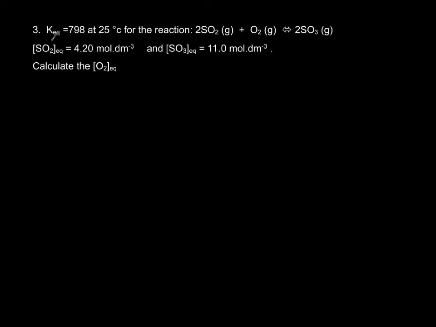Question number 3, K equilibrium is given. This is the contact process. Sulfur dioxide gaseous is mixing with oxygen to give you sulfur trioxide. Concentrations of 2 species are given at equilibrium and the third one is being challenged. So let's just write K equilibrium. Homogeneous reaction, so it's products over reactants, raised to their respective coefficients.